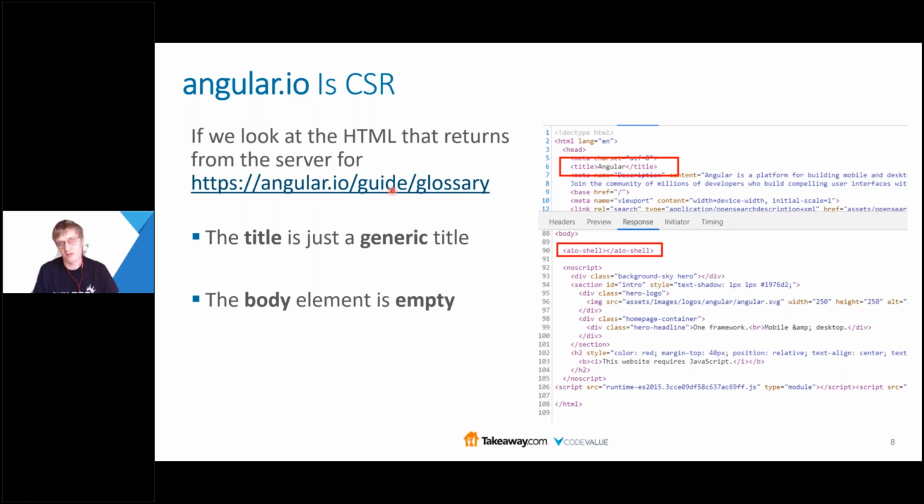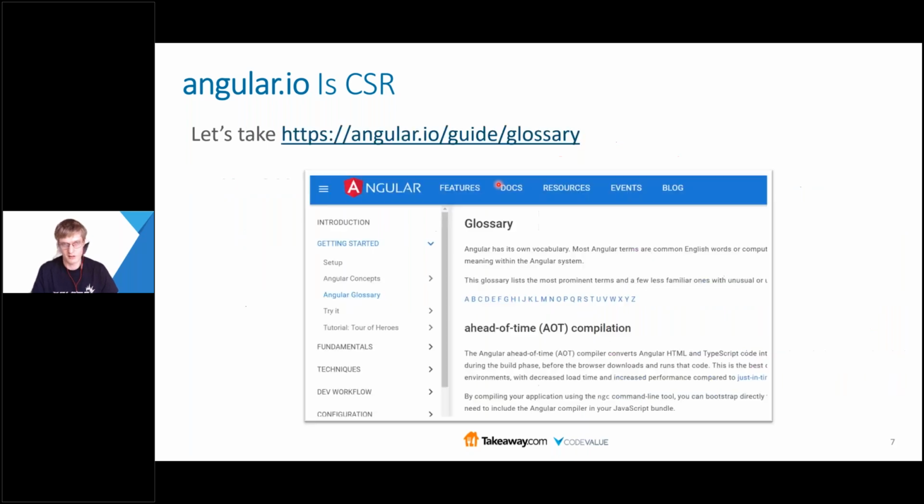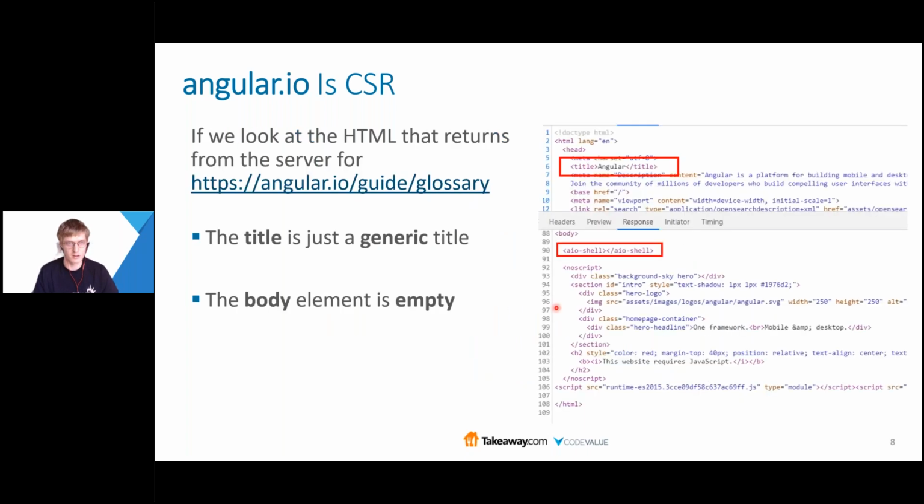So here I navigated, for example, to the glossary. I'll show it again. This is the glossary where you can just find any term of AngularIO by looking at one of the letters of the alphabet. But it doesn't say Angular glossary. It only says Angular, because in client-side rendering, you receive the same HTML for all the different pages.